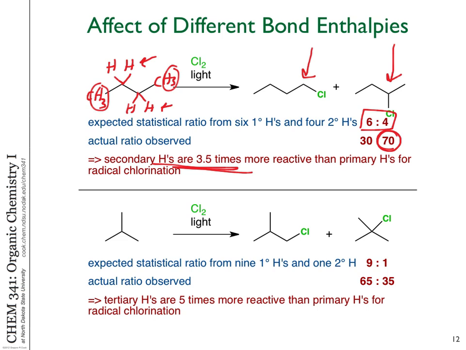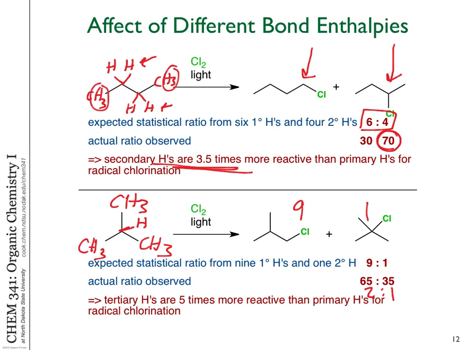Okay, we see the exact same thing. Here we're comparing 9 primary hydrogens versus 1 tertiary hydrogen. So you would expect this ratio to be 9:1 of the two possible products. And in fact, you get something nowhere close to that. Instead of 9:1, we actually get about a 2:1 ratio, or 65:35.